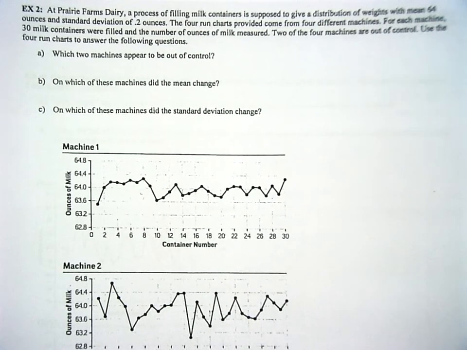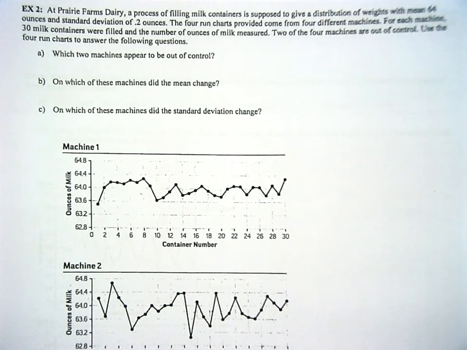All right. Here we go. So at Prairie Farms Dairy, a process of filling milk containers is supposed to give a distribution of weights with mean 64 ounces and a standard deviation of 0.2 ounces. The 4 run charts provided come from 4 different machines. For each machine, 30 milk containers were filled and the number of ounces of milk measured. 2 of the 4 machines are out of control. Use the 4 run charts to answer the following questions. Which 2 machines appear to be out of control?